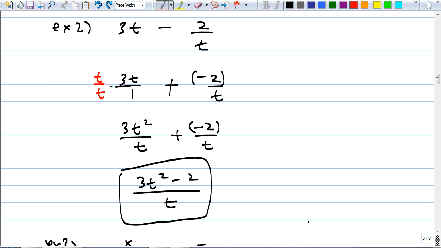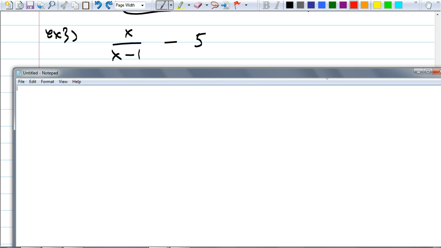Anyway, may I go to example 3 then? All right, go ahead and try example 3. It's very similar to the one we just did, except now we have a binomial in the denominator. Okay, go ahead. Do you think it's a good idea to change it to addition? Always is a good idea. Go ahead, everybody try.